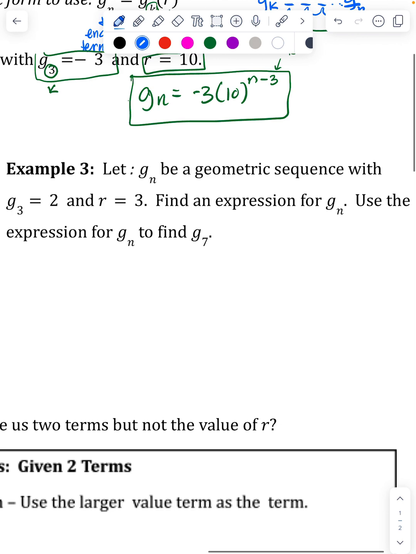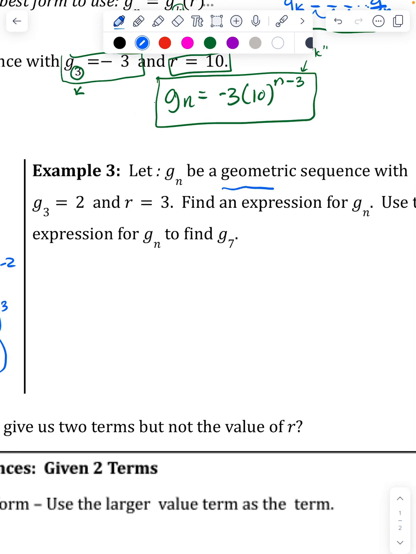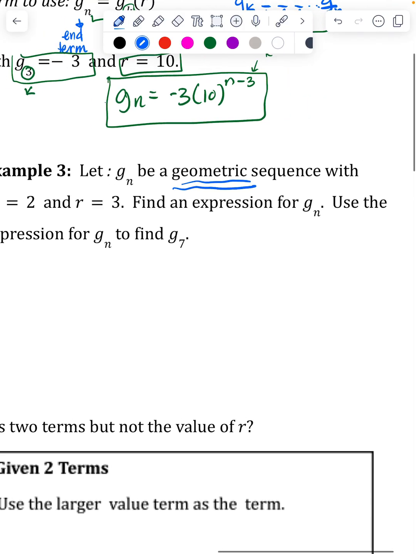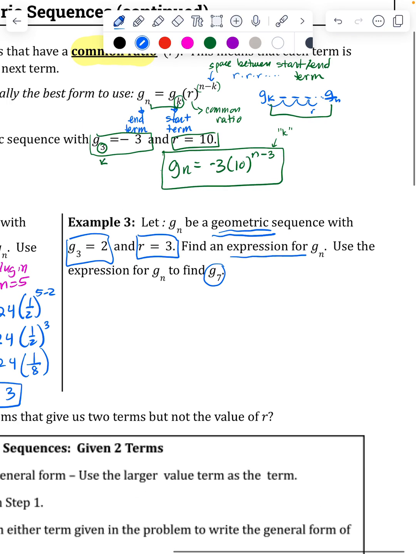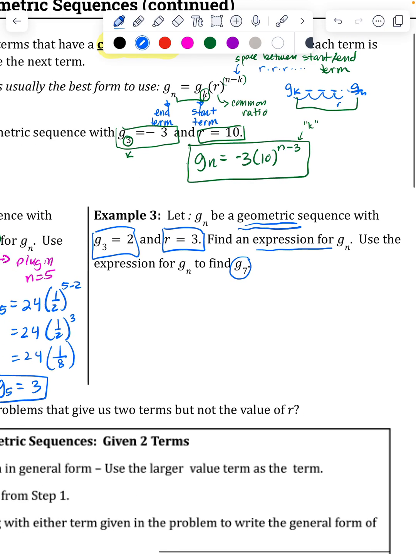Try it again. Let G be geometric. So it's telling you, and obviously we're going to have problems where they're mixed together, so you do have to pay attention. It's giving you G sub 3 and your R value. It wants you to find the expression using that general formula and then use it to do G7. So this one is going to be the same as the previous process.